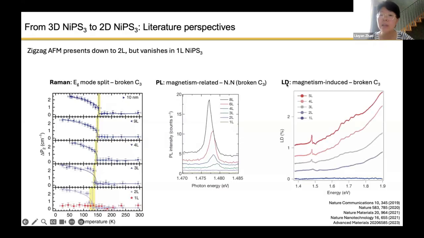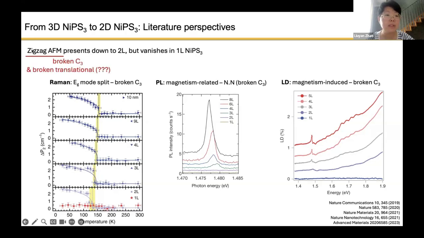Another technique is linear dichroism. It really measures rotational symmetry breaking directly. You can also see that this linear dichroism signal is there down to the bilayer, but absent in monolayer. So all these optical techniques say the threefold rotational symmetry breaking signature extends all the way down to the bilayer, but not monolayer.